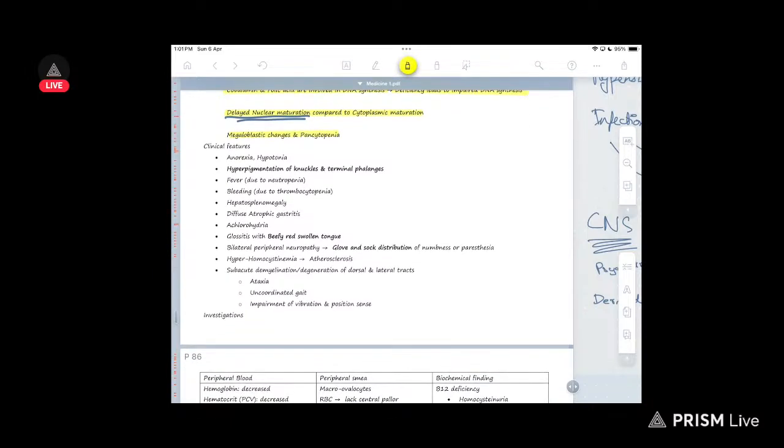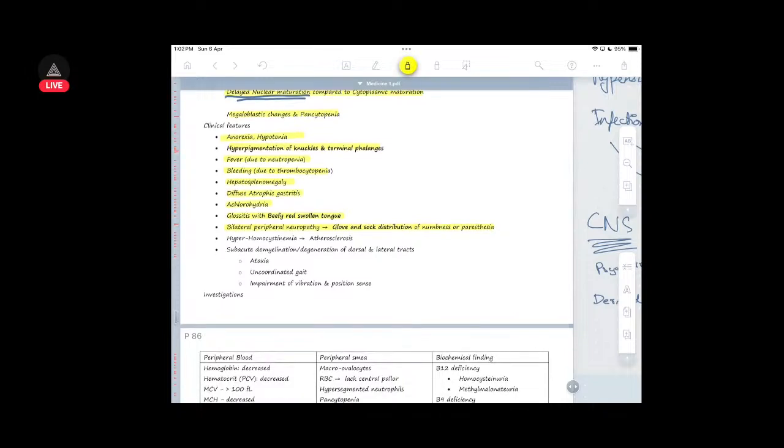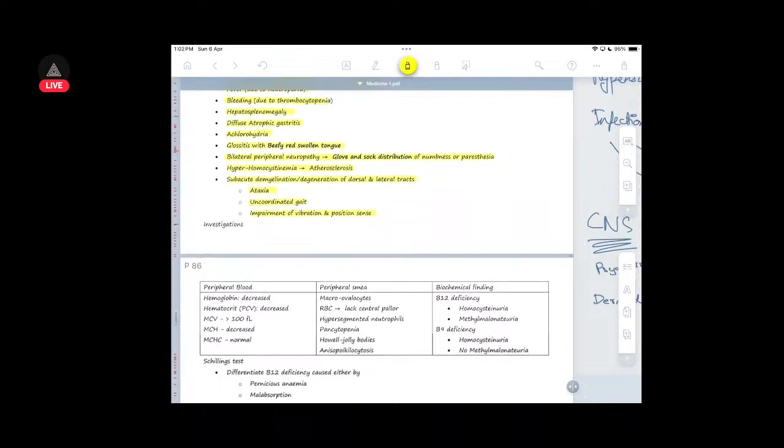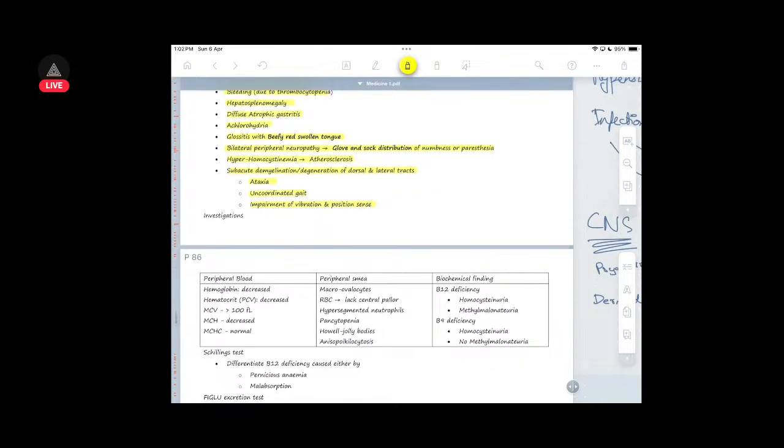So clinical features: anorexia, hypotonia, hyperpigmentation of the knuckles and terminal phalanges, fever due to neutropenia, bleeding due to thrombocytopenia, hepatosplenomegaly, diffuse atrophic gastritis, achlorhydria, glossitis with a beefy red tongue, and bilateral peripheral neuropathy with glove and stocking distribution of numbness or paresthesia, hyperhomocysteinemia, atherosclerosis, subacute combined degeneration, demyelination, ataxia, uncoordinated gait, and impairment of vibration and position sense. All of them can be seen.